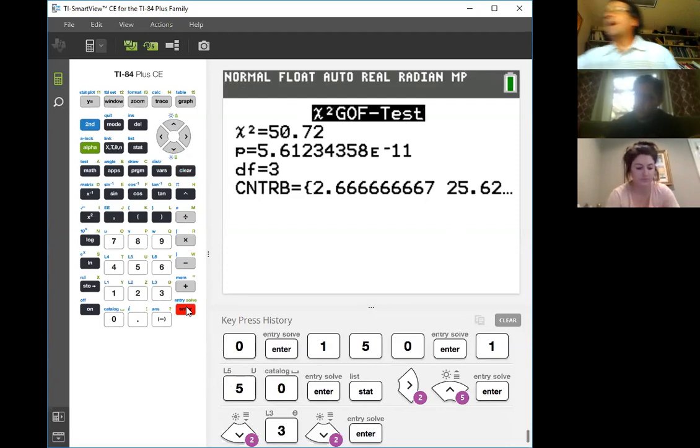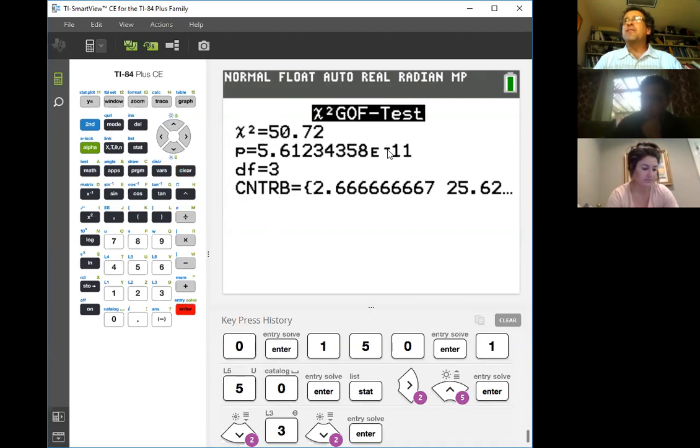Okay, so here's what we got. Chi-squared is a test statistic. Just a note, this is a Greek letter, it's not x squared. It's actually called chi-squared, C-H-I. And that's 50.72. The next number is the most important, and that is the p-value.